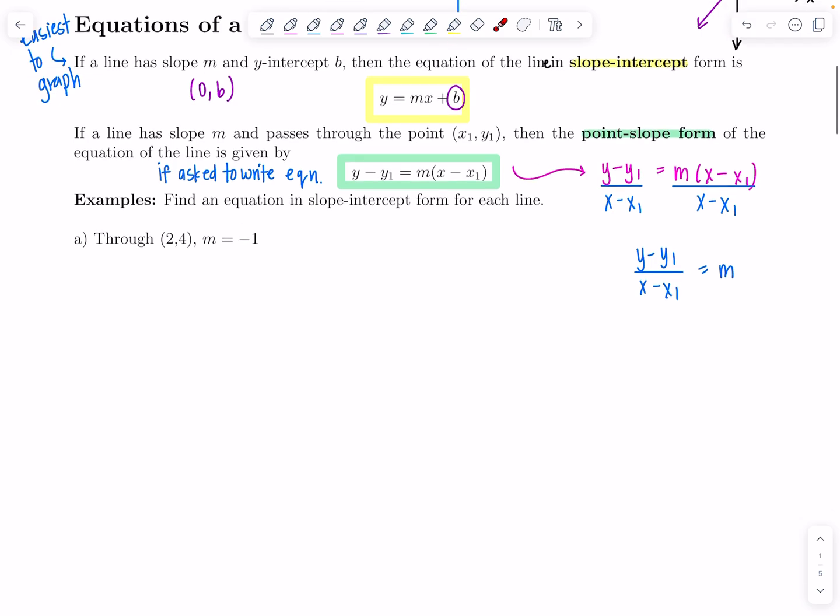So first one, find an equation in slope-intercept form. Okay, so that means they want y equals mx plus b as our final answer for each line. So it says the line goes through the point 2, 4, and the slope is -1. So for all of these, we're gonna start with point slope form and then clean it up so that we end up in slope-intercept form. So here we go. 2, 4, that is my x1, y1, right here. I would label it so you don't get all jumbled up.